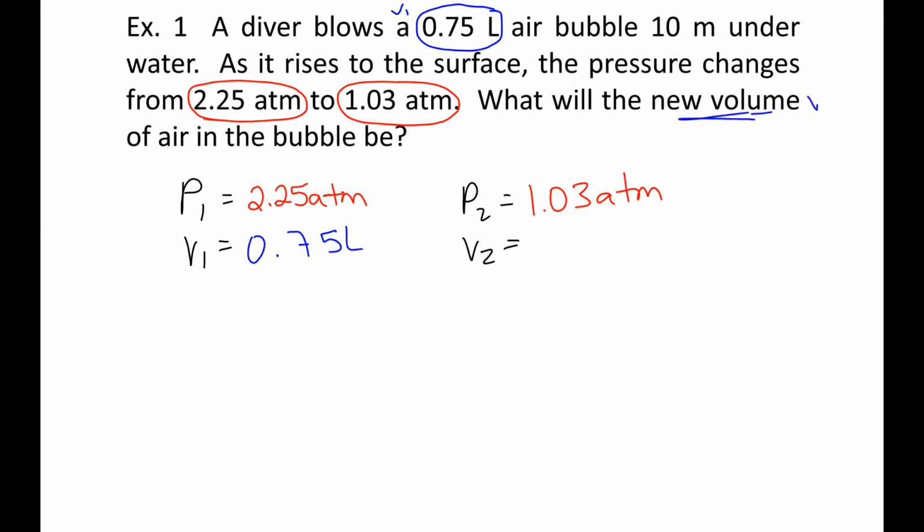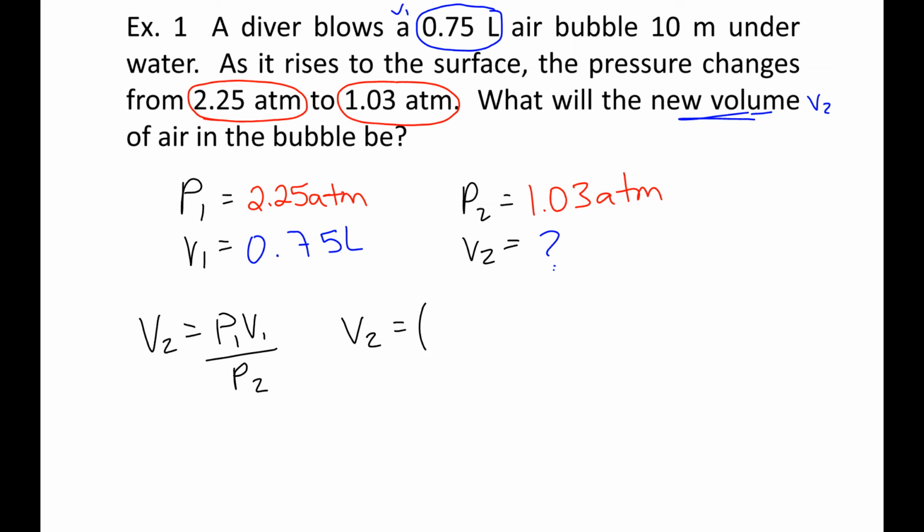Obviously, we're looking for V2, so I'm going to put a question mark there. Now, I know I'm looking for V2, so I know which of those four equations to use. I'm going to use V2 equals P1 V1 over P2. So V2 equals, now I'm going to put these in.